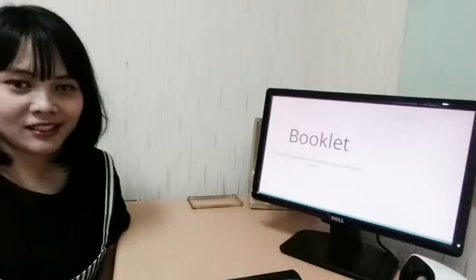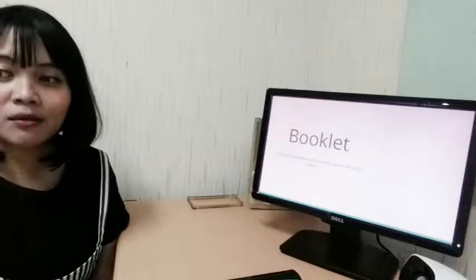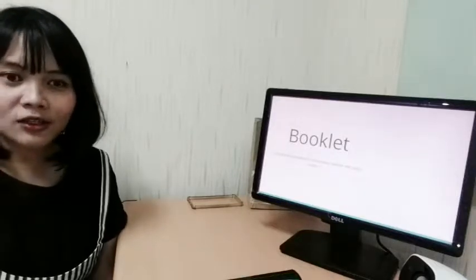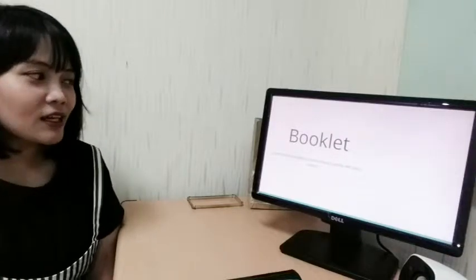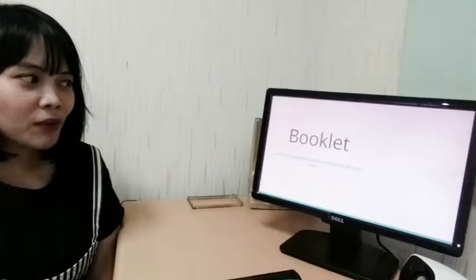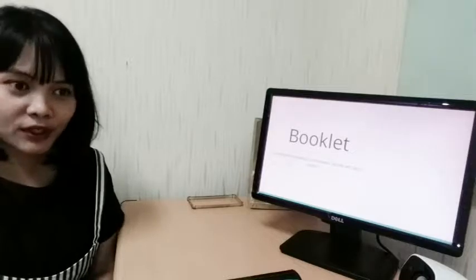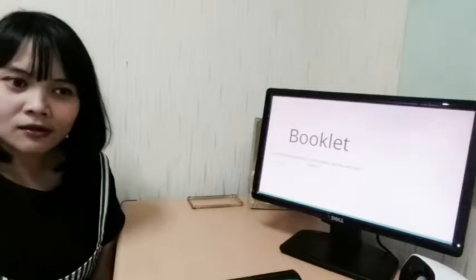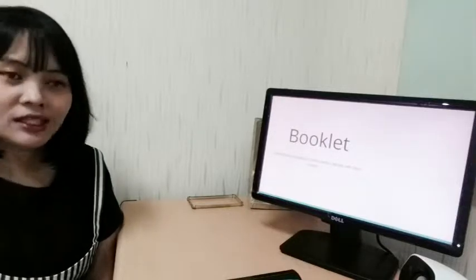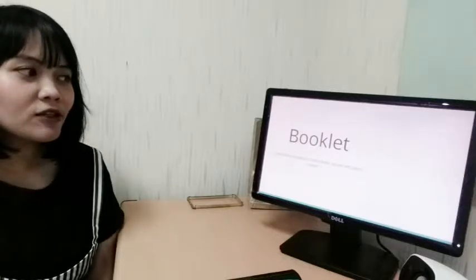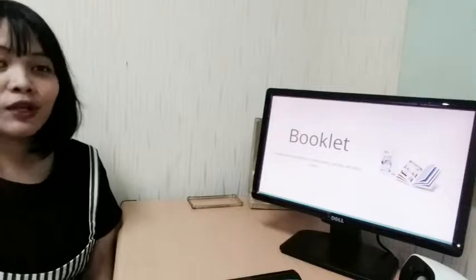First, booklet. Repeat after me, booklet. So what does booklet mean? Yes, it's just like small papers, right? Like small books. Is it thick? No, it's pretty thin. It's a small book consisting of a few sheets, typically with paper covers. So this is the booklet.